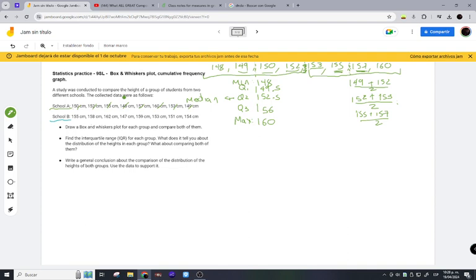But we have to compare it with school B. So before plotting the box and whiskers plot, let's find the same 5 numbers but for school B. Now let's do it. Don't forget to reorganize the set if it's not in order. So for school B, the smallest value in this case is 147 centimeters.